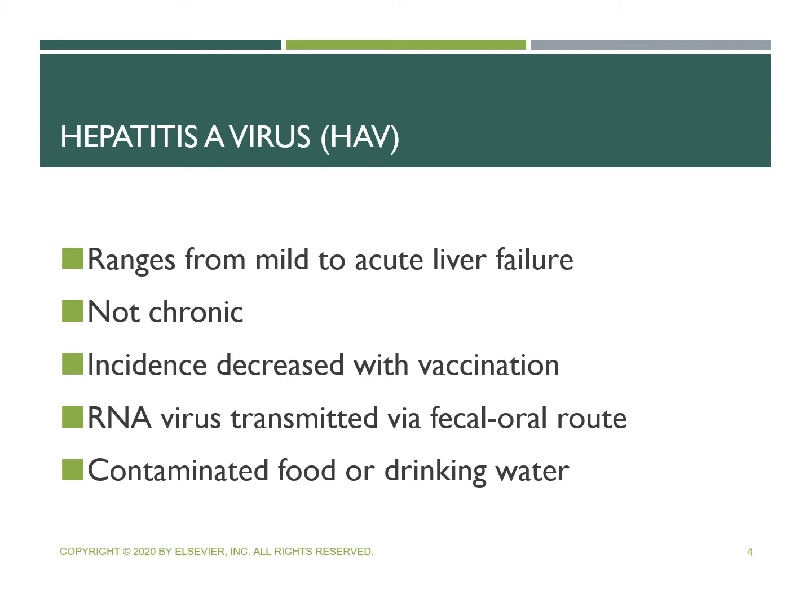Hepatitis A can range from mild to acute liver failure, does not seem to be chronic, and the incidence has been decreased with vaccination. It routinely comes from contaminated food or drinking water. People tend to have mild flu-like symptoms, and poor hygiene, improper handling of food, crowded situations, and poor sanitary factors are contributing to people developing hepatitis A.